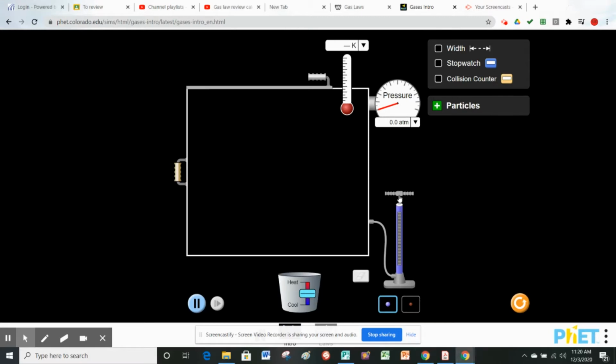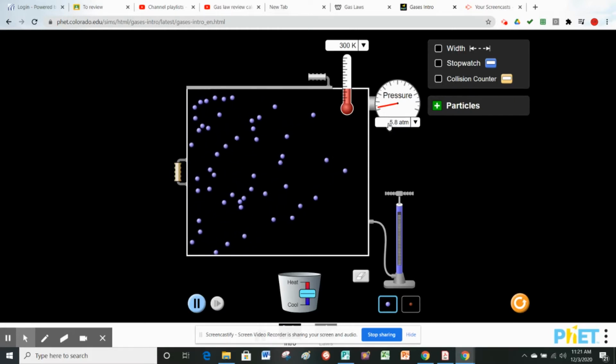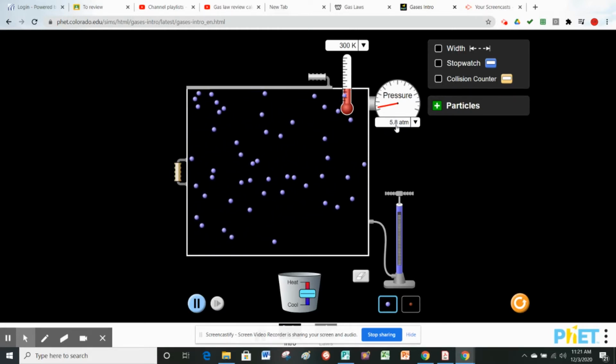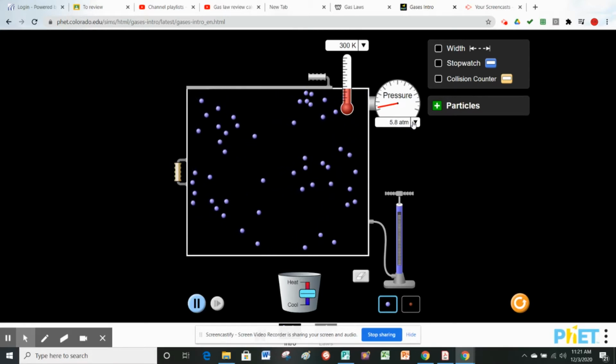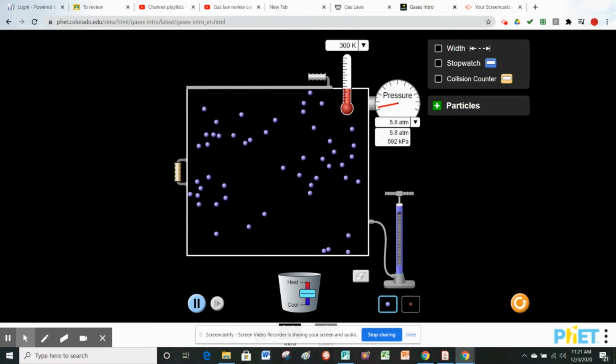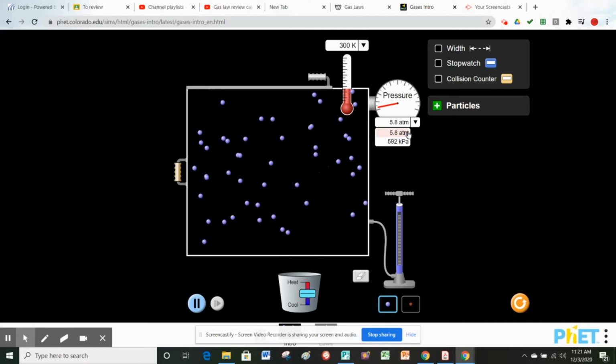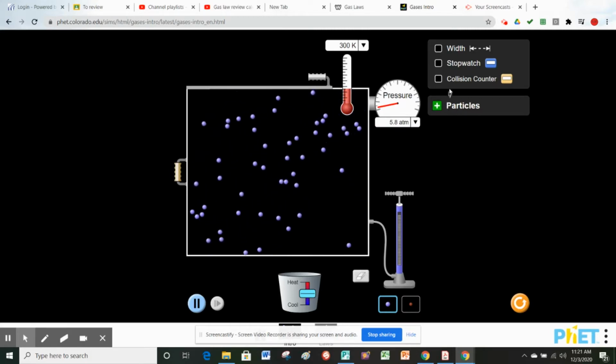The first thing I'm going to do is put some moles of gas into my container. And then I'm going to put on this, and you can see right away, as soon as all the collisions start going equally, we'll have 5.8 atmospheres of pressure. I can change that from atmospheres to kilopascals, but I'll just leave it in atmospheres right now.